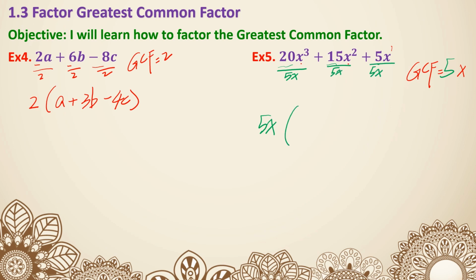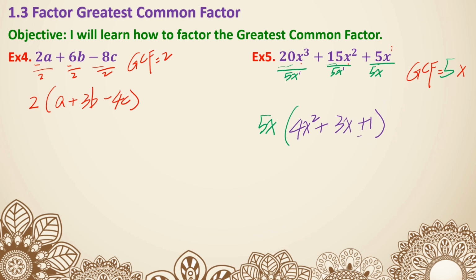So 20 x cubed divided by 5x. 20 divided by 5 is a 4. X cubed divided by x to the first power, that is x squared. Second one, 15 divided by 5 is a 3. X squared divided by x to the first power, or in other words, take away 1x, you still have an x left. Lastly, 5x over 5x, that is a 1.